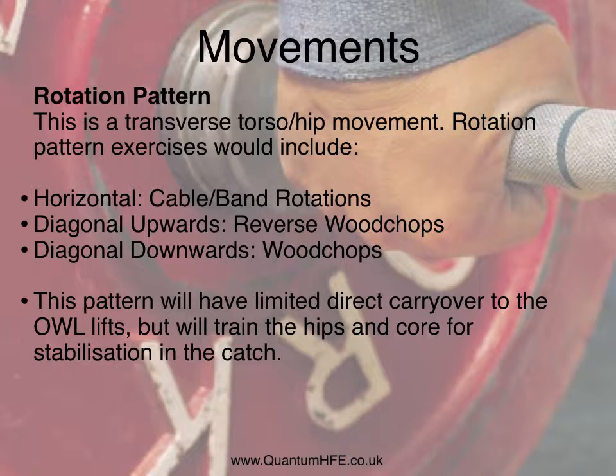Onto the rotation pattern. So this is a transverse torso or hip movement, and rotation pattern exercises will include horizontal rotation, diagonal upwards and diagonal downwards. So horizontal rotation movements may include cable or band rotations. Diagonal upwards would be something like reverse wood chops, and diagonal downwards, standard wood chops. And this pattern will have limited direct carryover to the lifts, but it will train the hips and core for stabilization in the catch. So we don't really tend to see, particularly with two-handed exercises, a lot of rotation occurring, but it is important to train this movement pattern as well.